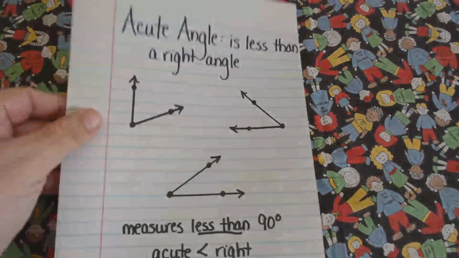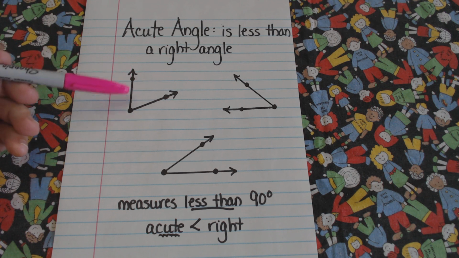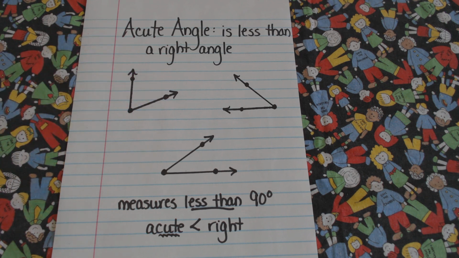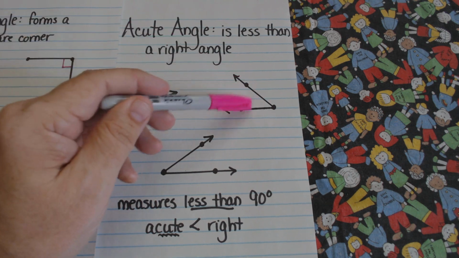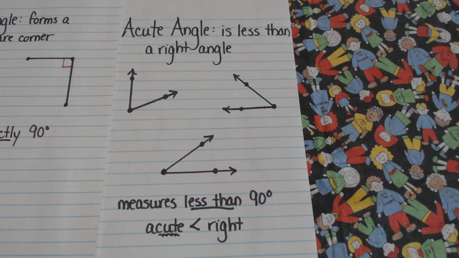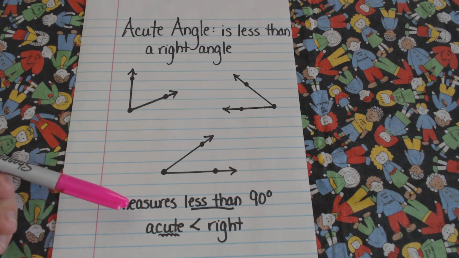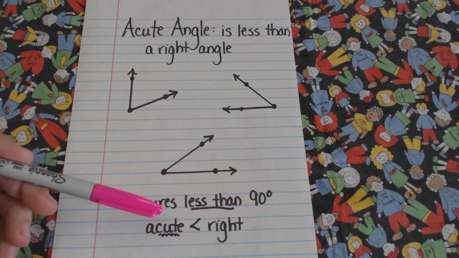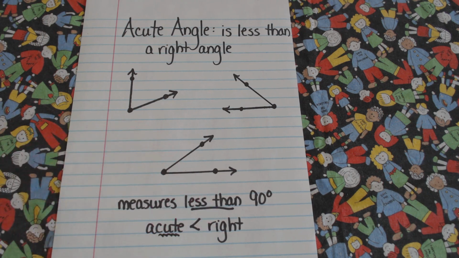Next, we have acute angles. Acute angles are angles that are less than a right angle. So this is smaller than the right angle that we just discussed. See, the space here is smaller than the space that we had here. This one as well, and this one as well. The way I like to refer to them is, think about a baby. We would say it was a cute little baby, right? Little tiny thing. So, acute angles measure less than 90 degrees. Okay? Acute angles are less than right angles.